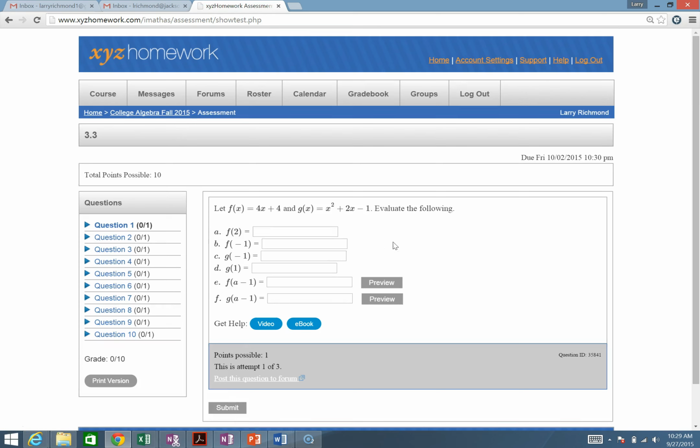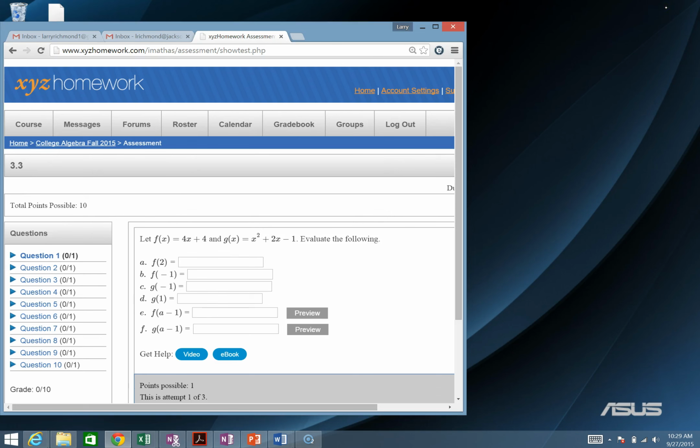All right, in question 1, they're giving us two functions. f of x is 4x plus 4, and g of x is x squared plus 2x minus 1. So now you can already see some of the utility. We're going to be able to look at two functions at one time.